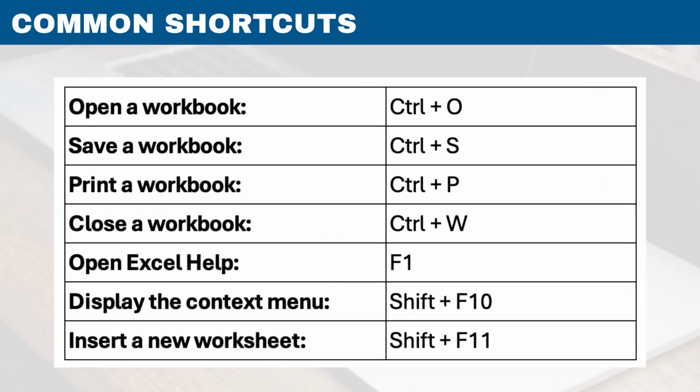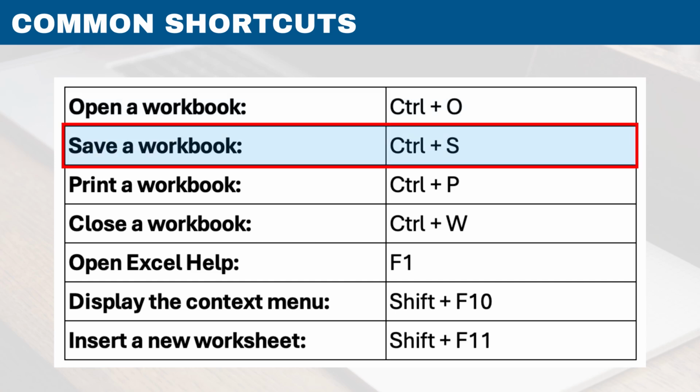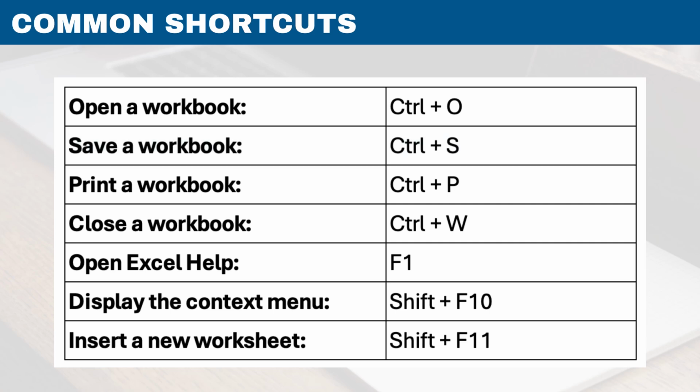Here are some general shortcuts. To open a workbook, open Excel and press the Control and O keys simultaneously. The Open dialog box will appear to open an existing workbook. To save a workbook, open or create an Excel workbook and press the Control and S keys simultaneously. The current workbook will be saved.